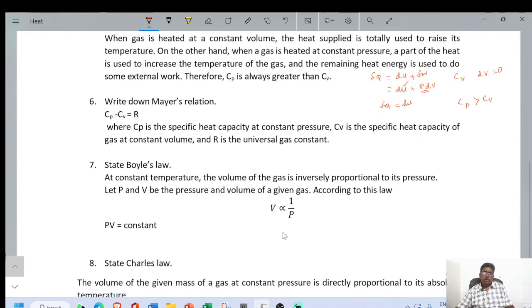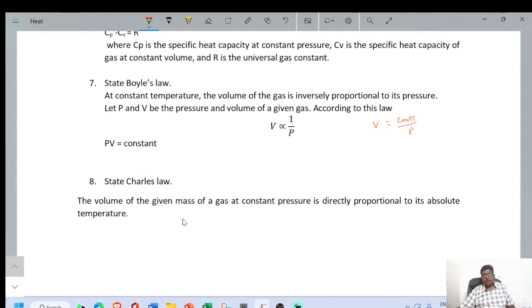Write down Mayer's relation. Cp minus Cv equal to R is the Mayer's relation. Here R is the universal gas constant. Next question is state Boyle's law. At constant temperature, volume of the gas is inversely proportional to pressure. So V equal to constant divided by pressure. Therefore PV equal to constant.